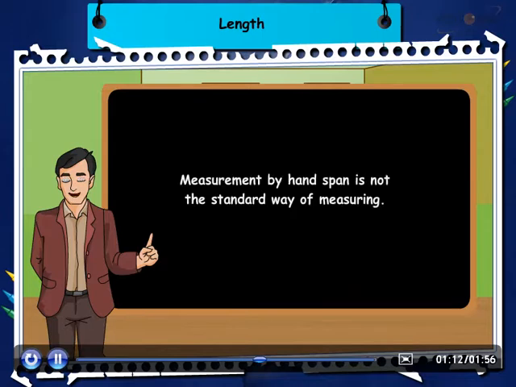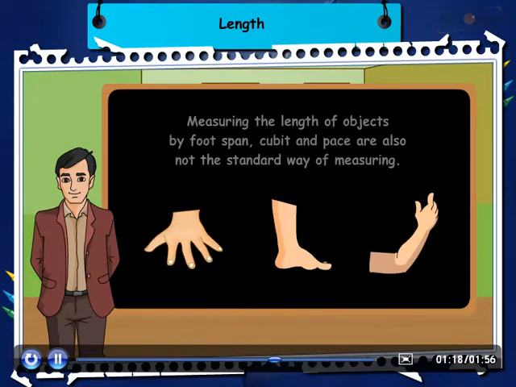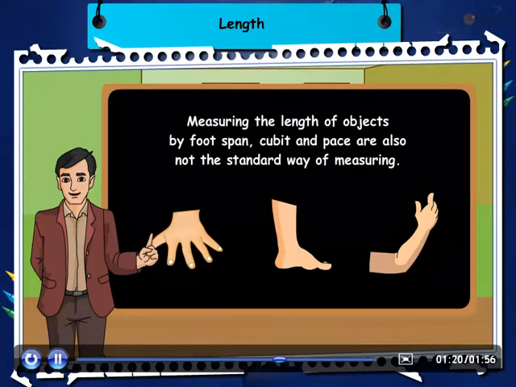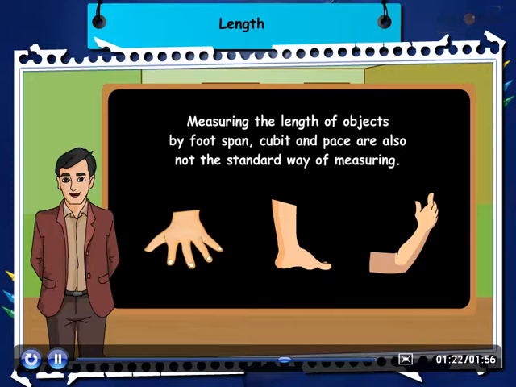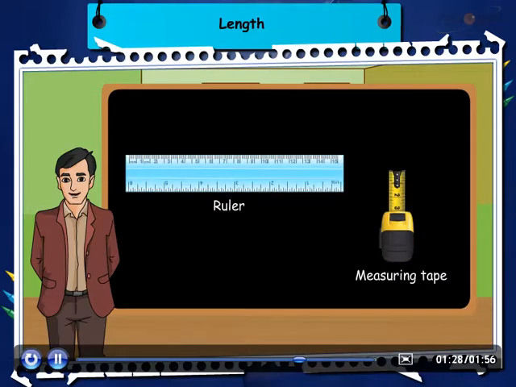Therefore, measurement by hand span is not the standard way of measuring. Similarly, measuring the length of objects by foot span, cubit and pace are also not the standard way of measuring. So, to obtain accurate measurement, we require some standard measuring instruments.